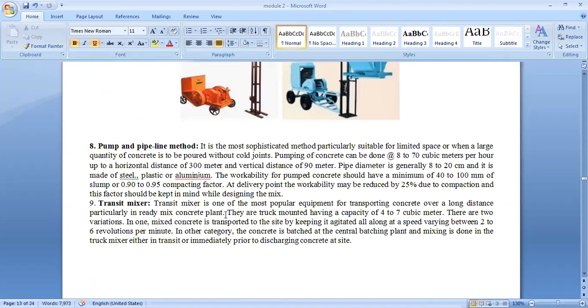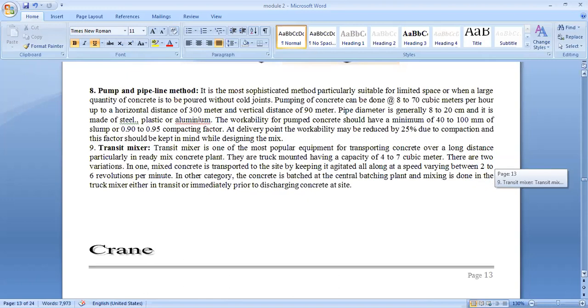There are two types of variations. In one, mixed concrete is transported to the site by keeping it agitated at a speed varying between 2 to 4 revolutions per minute. In the other category, the concrete is batched at the central batching plant and mixing is done in the truck mixer either in transit or immediately prior to the discharge of the concrete. These are the transit mixers.